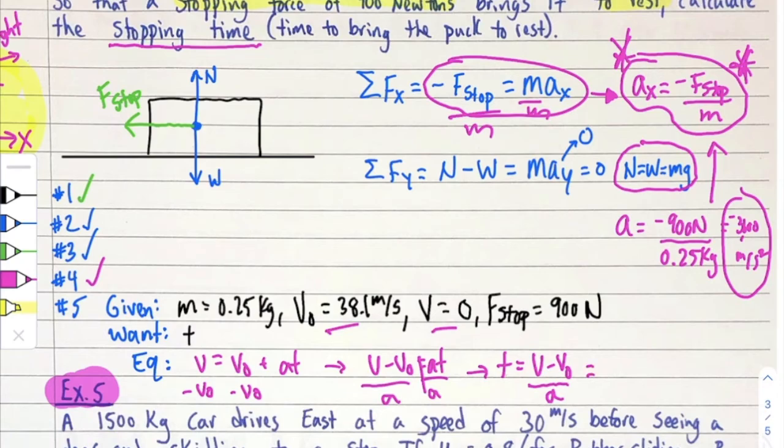So I'm running out of room here, but we're going to have 0 minus 38.1 meters per second all over negative 3,600 meters per second squared. And what's nice is you have a negative on top and the bottom, so your negatives will cancel. And that makes sense because you should never have negative time because we're not time traveling. And then when you do crunch this one, I believe you're going to end up with a really small time of 0.011 seconds. I ran out of room, so I'm just going to write it right here, but your time is going to be 0.011 seconds. That will be our final answer.